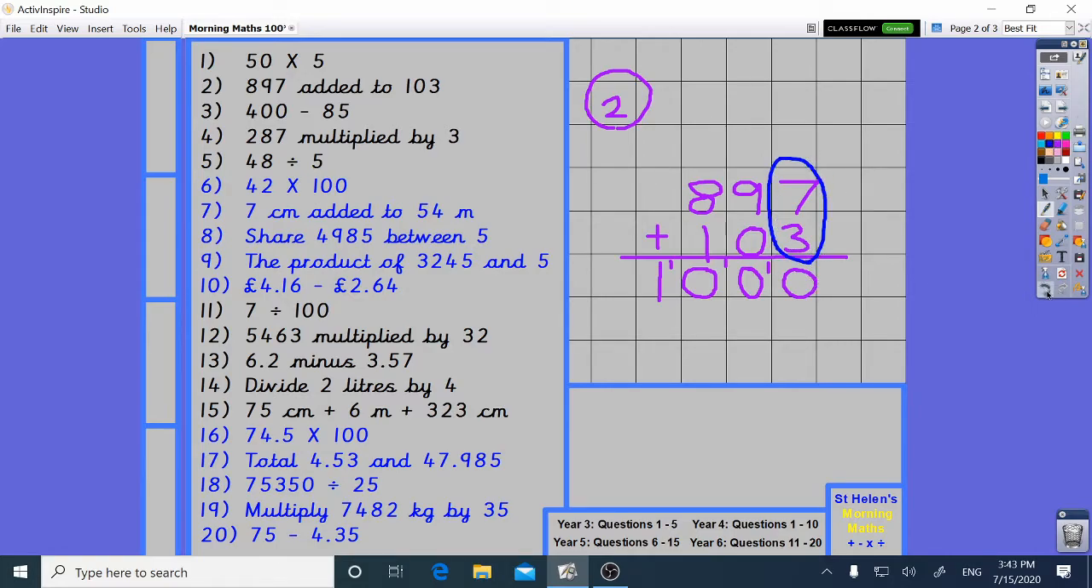That's why it ends in a 0. 97 and 3 go together to make 100. That's why it ends in 2 zeros. I'll stop there. Let's go to question 3.